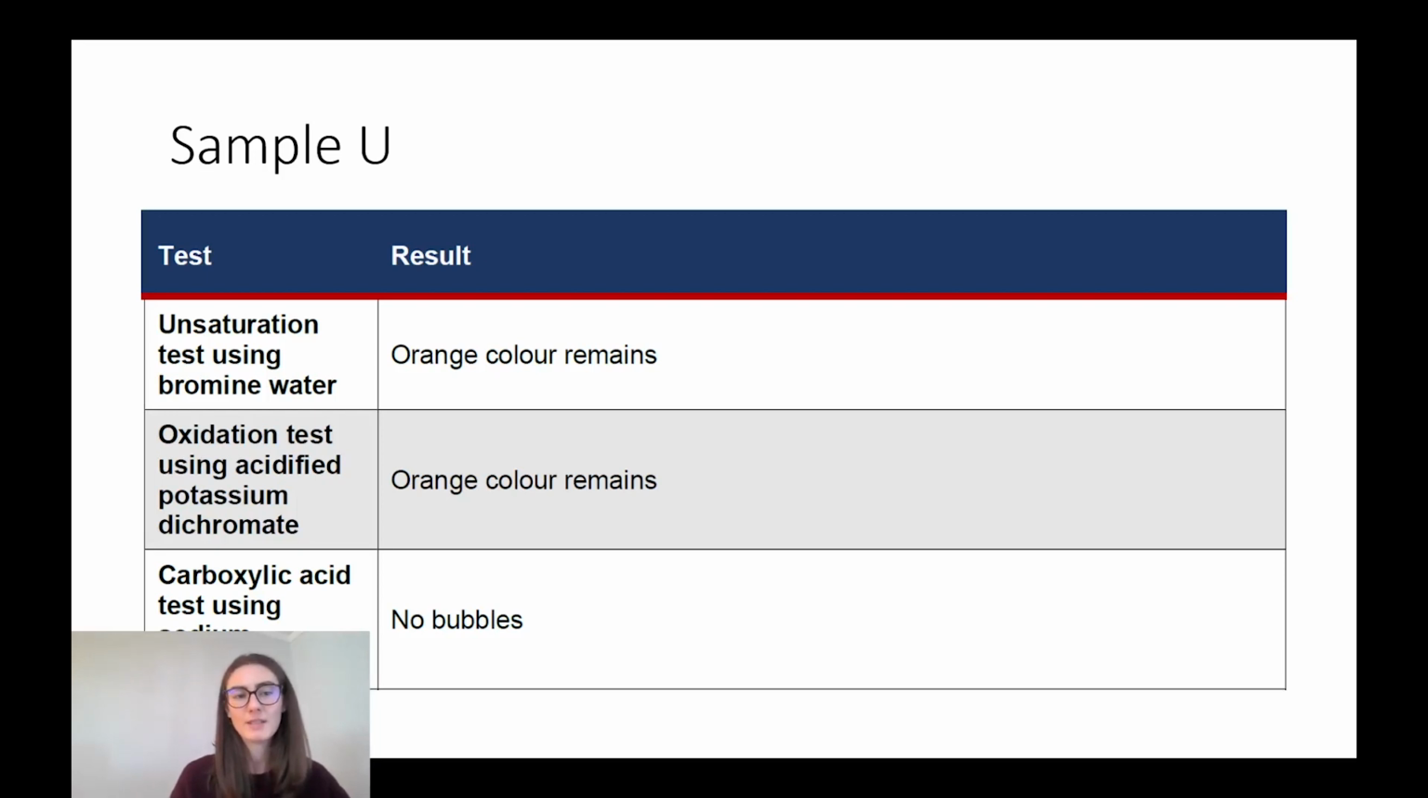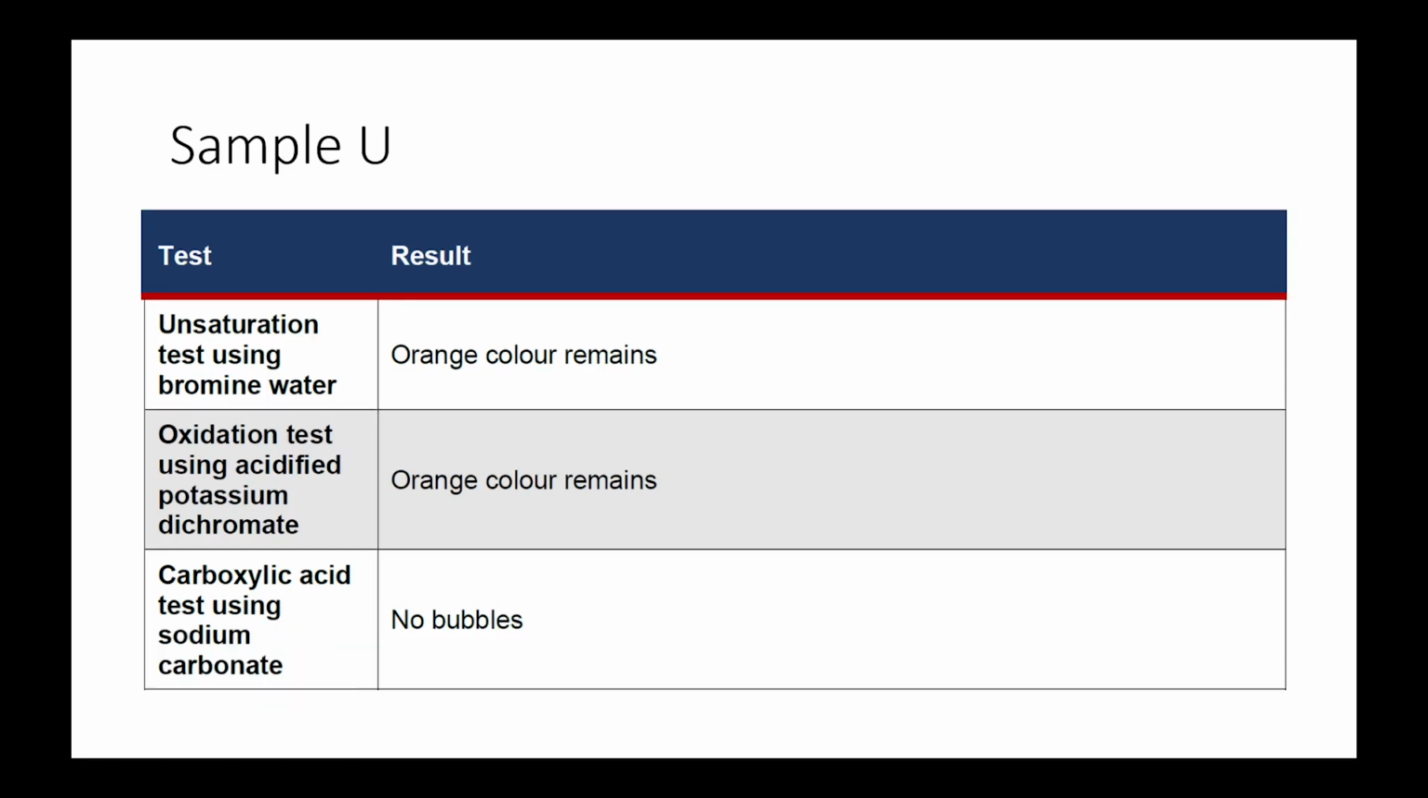Hi everyone. We're going to have a look at sample U now. When we test sample U for unsaturation using the bromine water test, the orange colour remains. And this means that we don't have any multiple bonds in our compound, such as a double or triple bond, which means we can rule out having an alkene or an alkyne functional group.